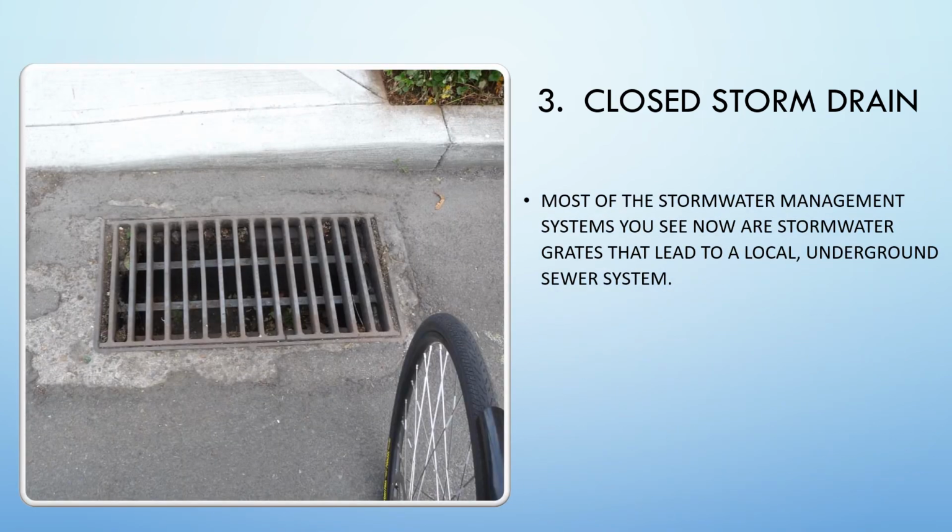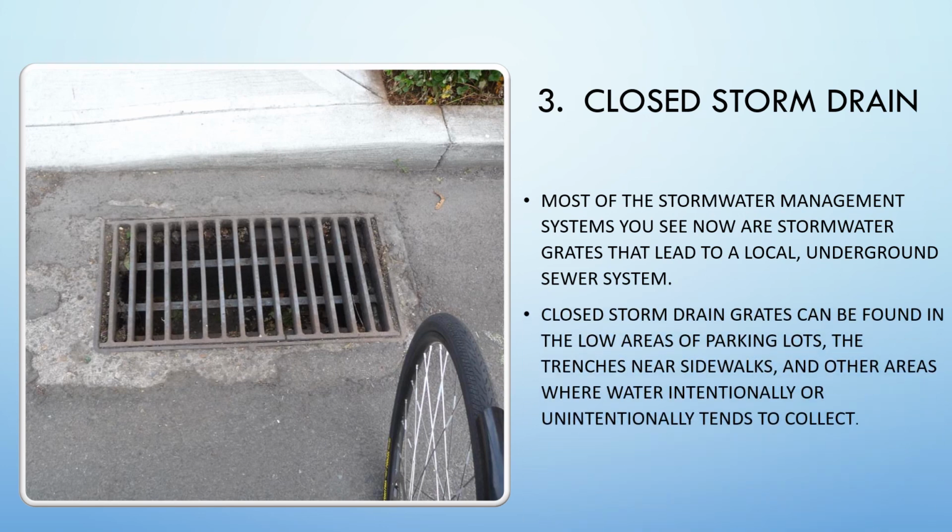Most of the stormwater management systems you see now are stormwater grates that lead to a local underground sewer system. Closed storm drain grates can be found in the lower areas of parking lots, the trenches near sidewalks, and other areas where water intentionally or unintentionally tends to collect.